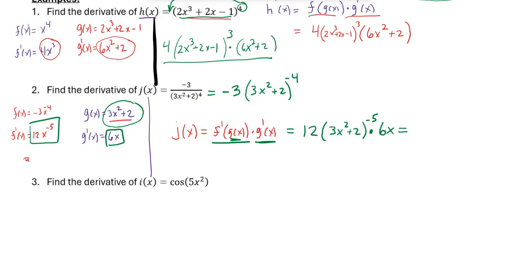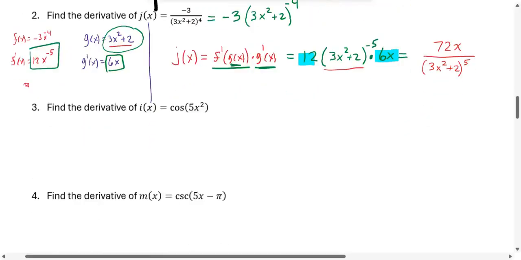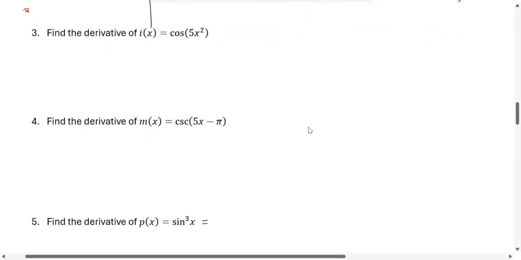Now you can clean that up a little bit. I would likely combine 12 times 6x. That would give me 72x. And then since this piece has a negative 5th power, if I were to actually use this further in a problem, I would want to rewrite that as 3x squared plus 2 to the 5th power in the denominator using my reciprocal rule.